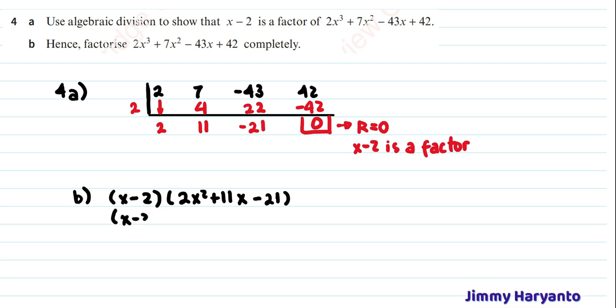And then we can factorize the quadratic, this one, using the usual methods. You'll have 2x and x, and then 21 is 7 times 3. That means maybe 7 is right there, 3 is right here. This one is plus, this one is negative. Okay, it matches. That means this is the factorization.